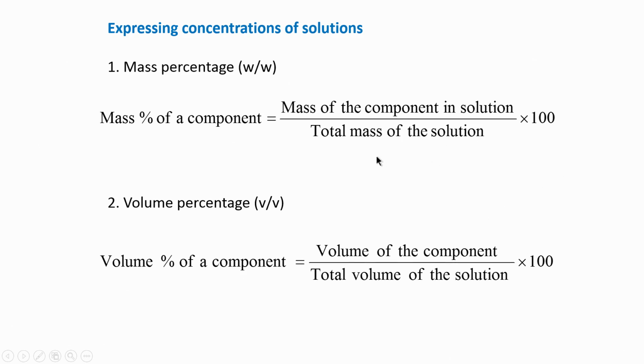So, we have expressed concentration. These are the standard terms. One is mass percent of a component, that is the mass of the component divided by the total mass of the solution multiplied by 100, and we have volume percent, that is the volume of the component divided by the total volume of the substance, multiplied by 100. So many ml of a solute in so many ml of the solution, like that.